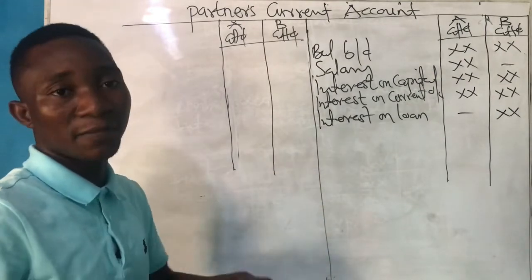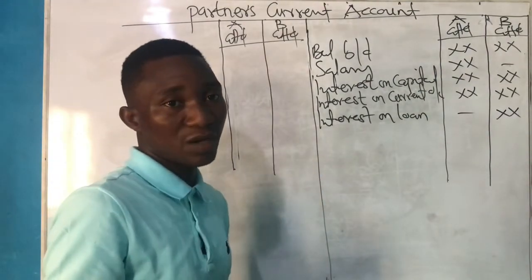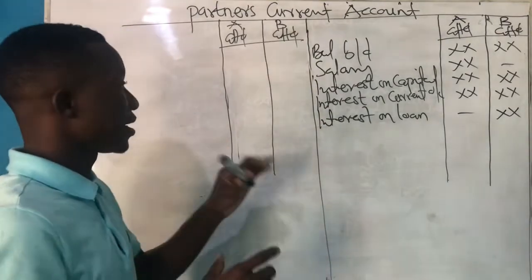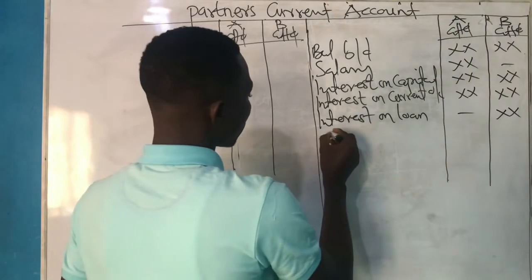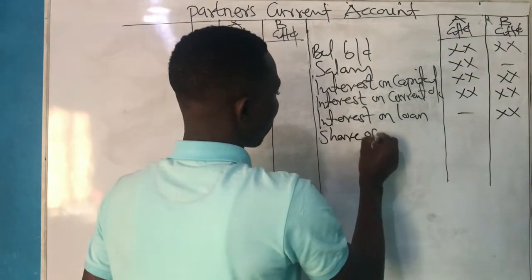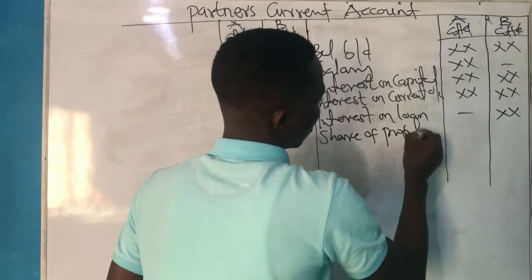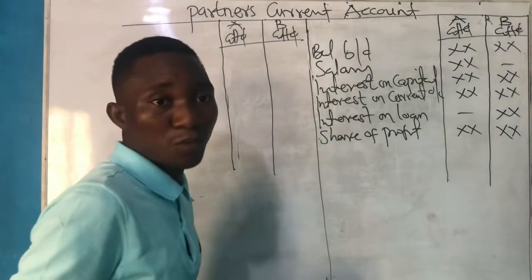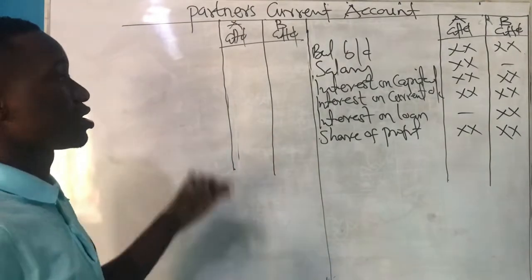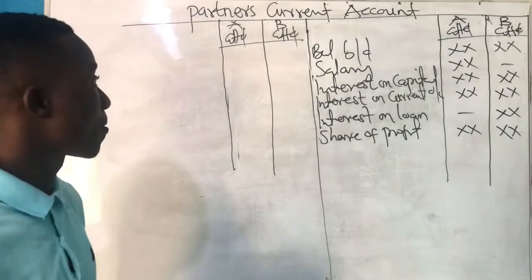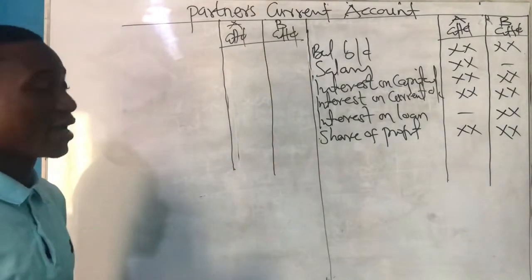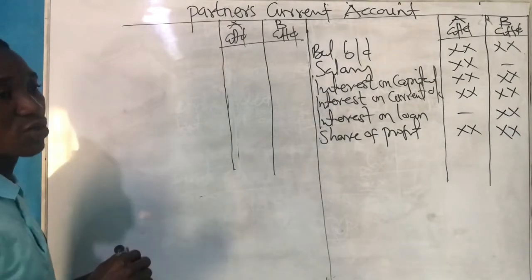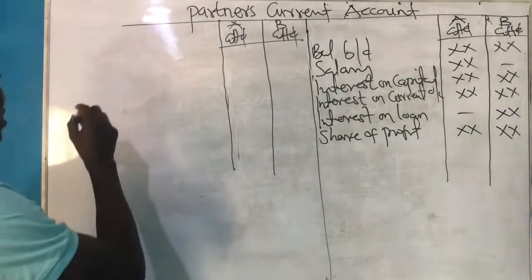And if there is any share of profit from the profit and loss appropriation account, it will be credited to the partner's current account. So share of profit, that is partner A and partner B from the profit or loss appropriation account. So let's consider charges against partners. Is that okay? Or let's look at the debit side. If there is any drawings, if any of the partners withdraws, it will be debited to the partner's current account. So drawings.